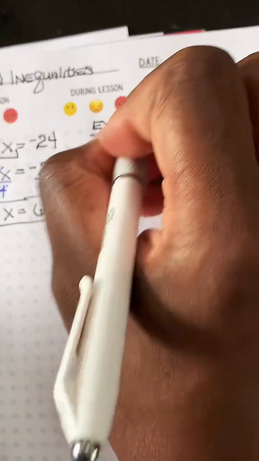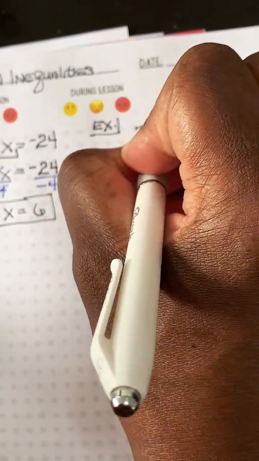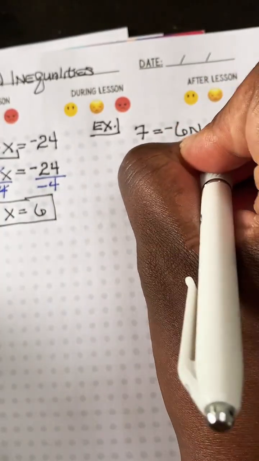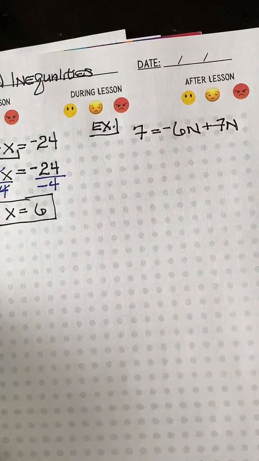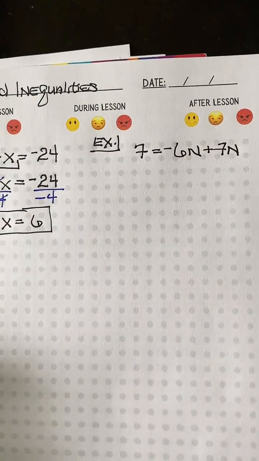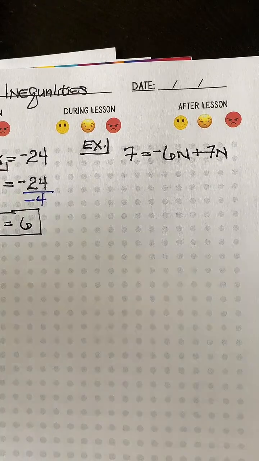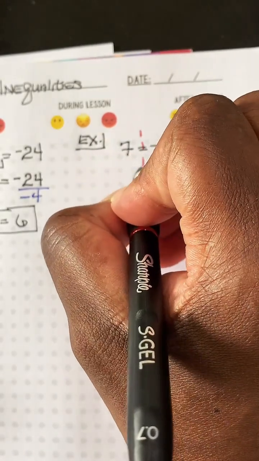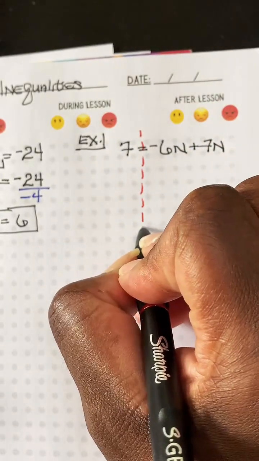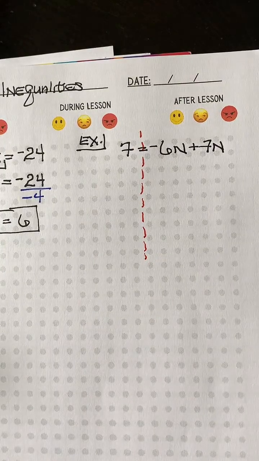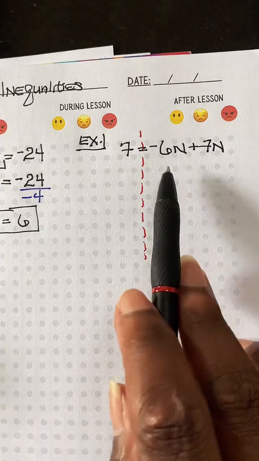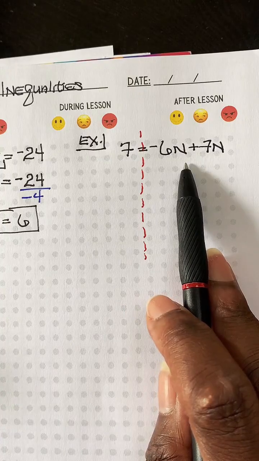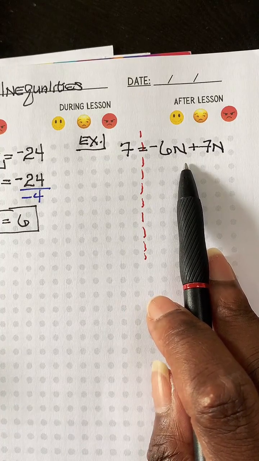Whew. All right. So now, if we switch it up, we have 7 equals negative 6n plus 7n. Okay? Always use your equal sign as a barrier. Let's start doing that. Leave it as a barrier. Now, look at one side of the equal sign. Do we have like terms to combine? Put a yes or a no.